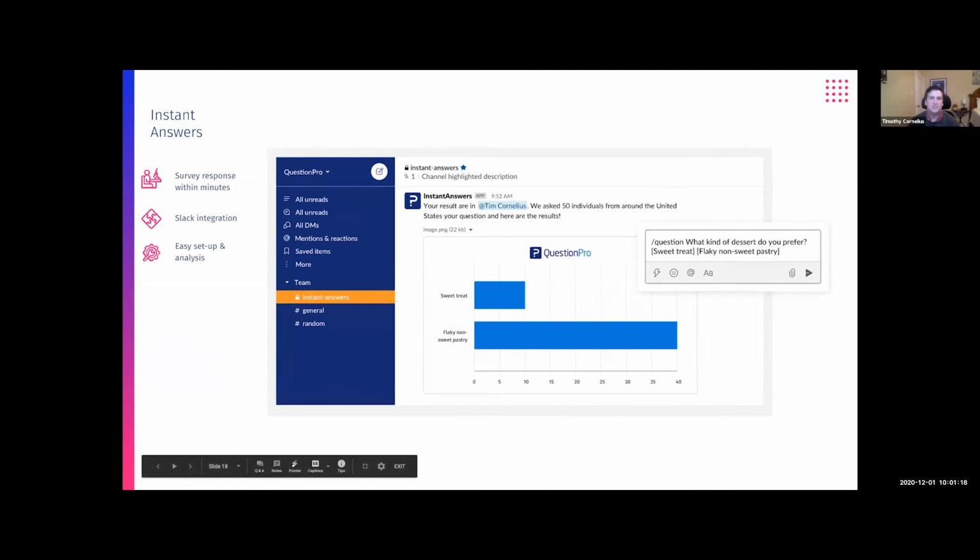And the instant answers portion of this is the quickest way to get insights that I've ever seen. Really revolutionary technology here. Survey responses within minutes. It's easy to set up. There's a million ways to dig into these analyses.